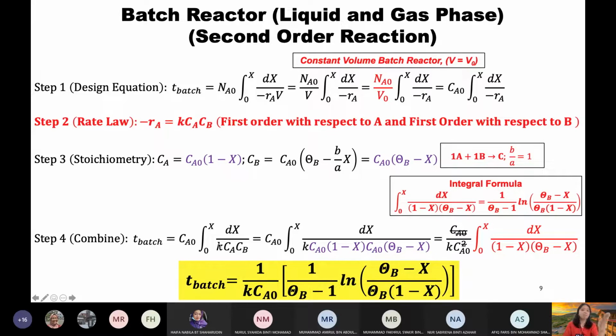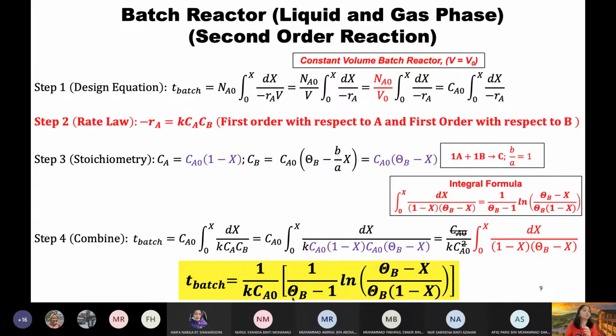So similarly again like previous one, I cannot integrate KCA CB towards X because there is no X. So I will replace CA with CA naught in bracket 1 minus X. So my CA now becomes CA naught in bracket 1 minus X. Similarly, my CB, I convert it into CA naught in bracket theta B minus X. So sama, CA saya convert, CB pun saya convert dalam bentuk CA naught in bracket 1 minus X, another one CA naught in bracket theta B minus X. So same concept. K and CA naught square. Kamu jangan lupa part bawah tu ada dua CA naught, right? Because one comes from CA, another one comes from CB.